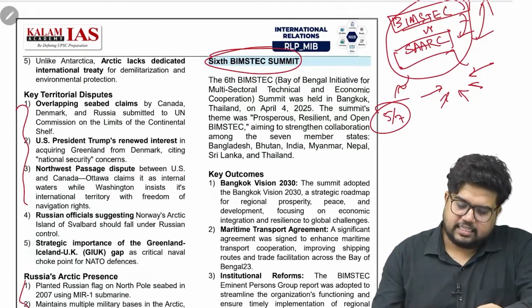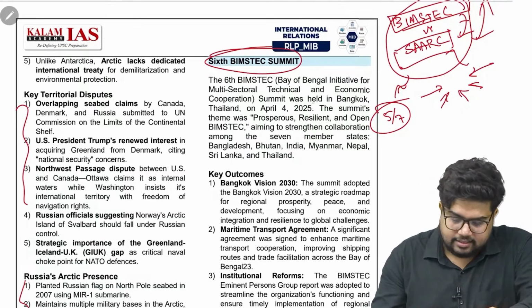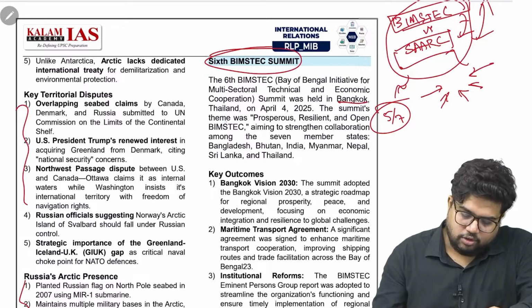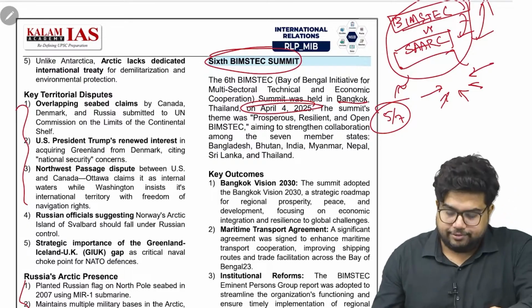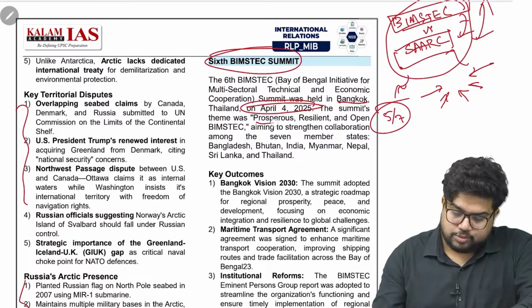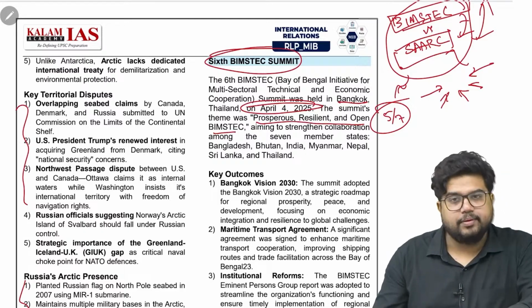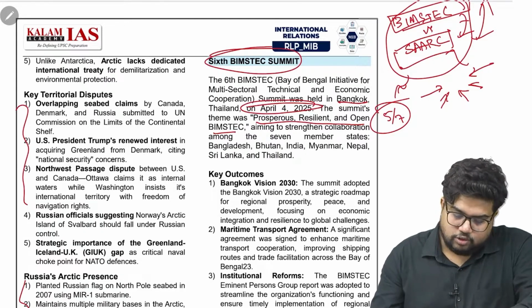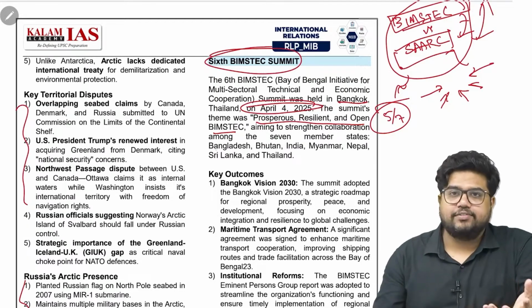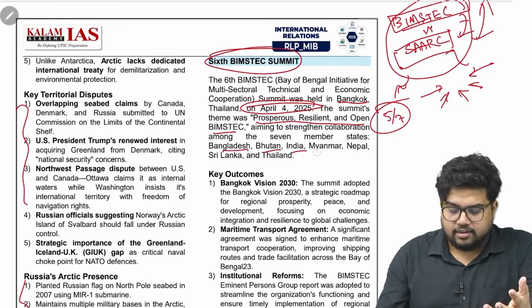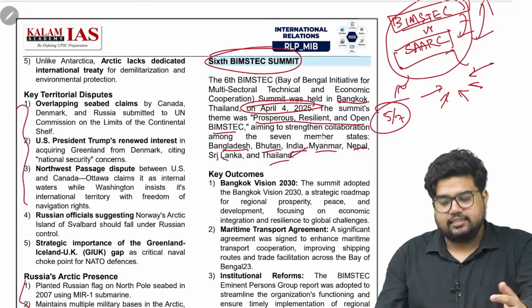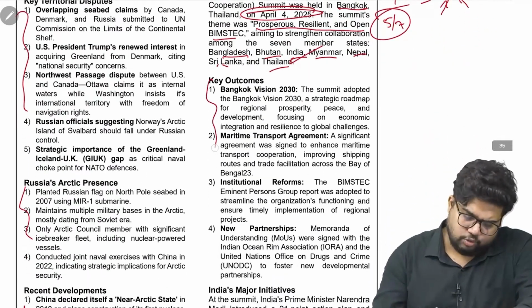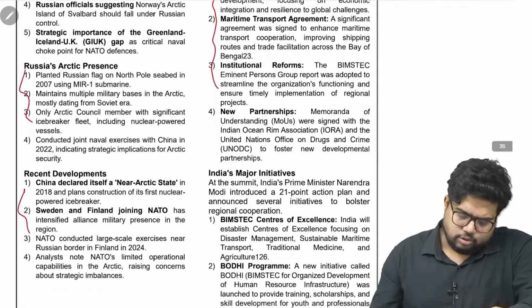Now the 6th BIMSTEC summit has happened. The summit was held in Bangkok on April 4, 2025. The summit's theme was Prosperous, Resilient and Open BIMSTEC, aiming to strengthen collaboration among 7 member states. Who are these 7 member states? Bangladesh, Bhutan, India, Myanmar, Nepal, Sri Lanka and Thailand. Key outcomes of the summit, you can go through the document.